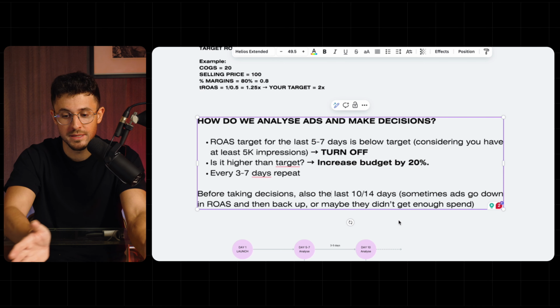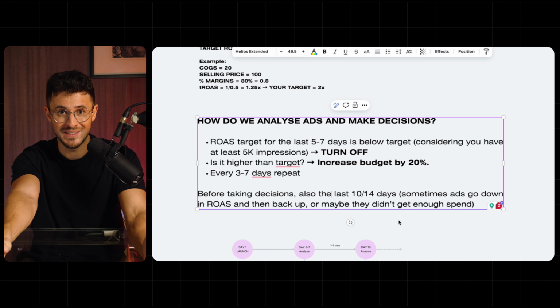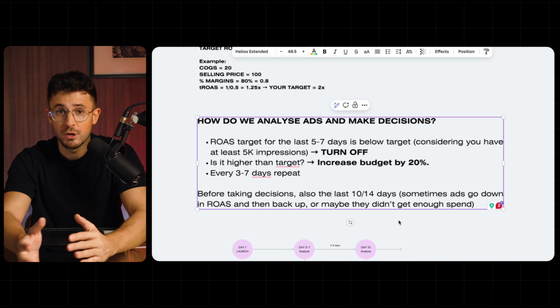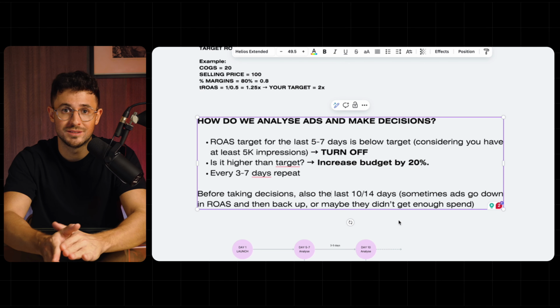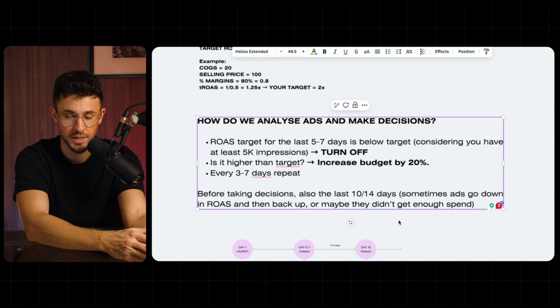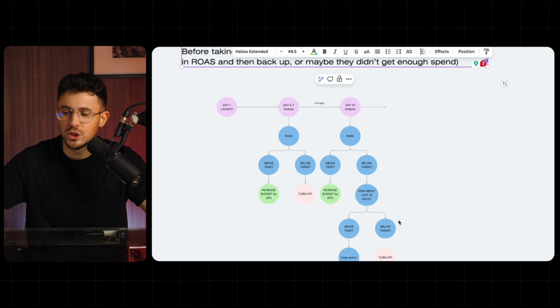And then what could happen is that in the third week, so the next 7 days, the results increase as well. So actually improve again. And because of that, sometimes you want to also look not just at the last 3, 5, 7 days, but also at the last 14 days.